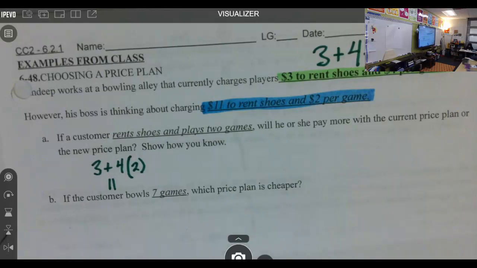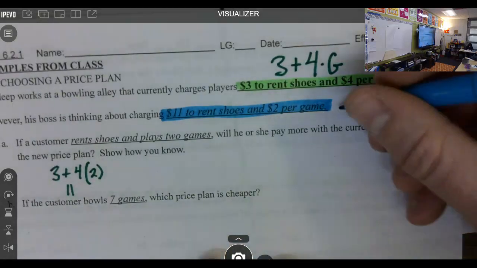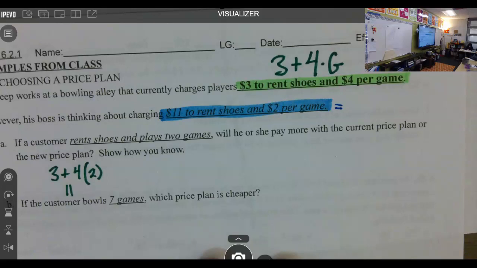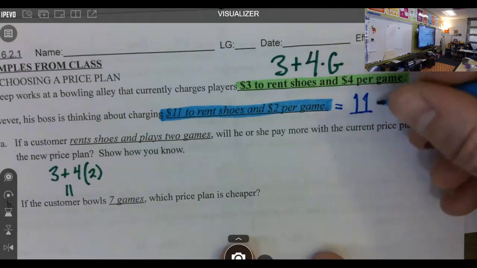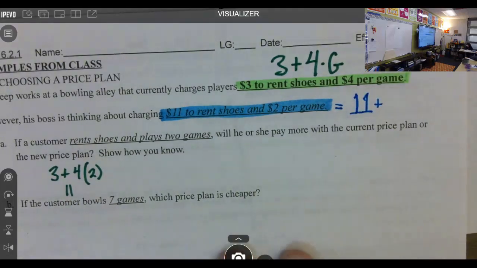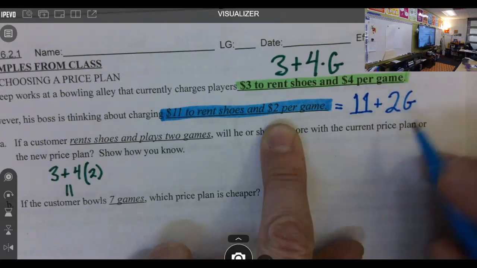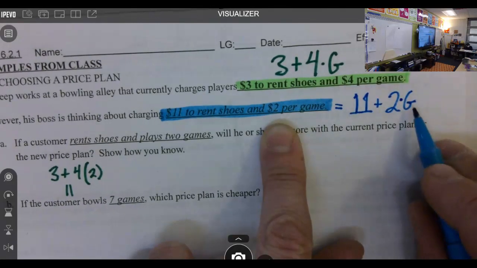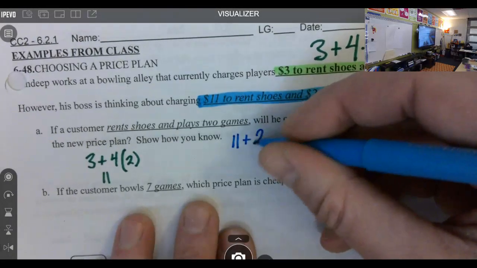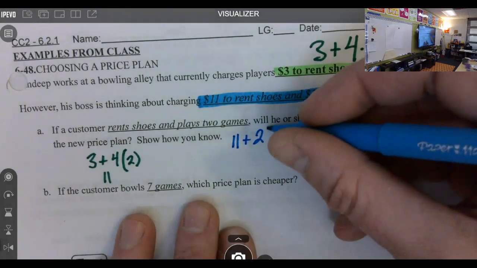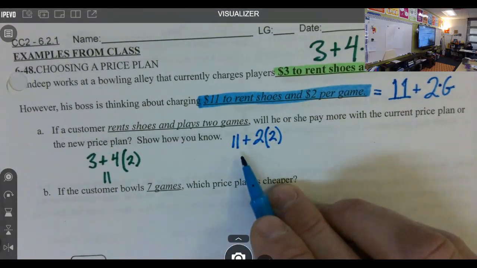Likewise, Bethany, could you help me with the boss's plan of what we could write for what he's going to charge? 11 plus what? No, what's he charge? $2 per game. Okay, so 2G, and guys, you can put the multiplication symbol there. Okay, so if we do 11 plus 2 times 2, what's 2 times 2? Plus 11?